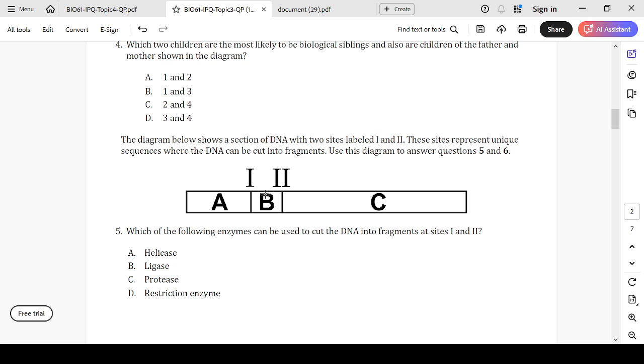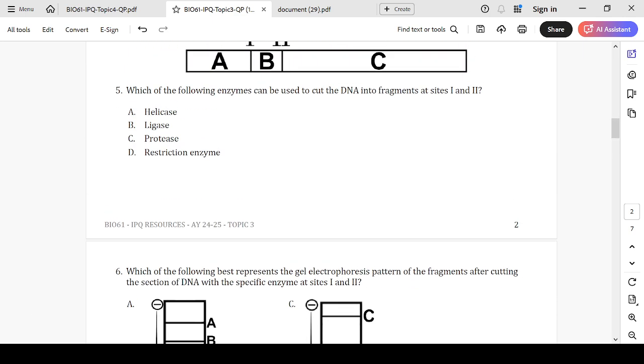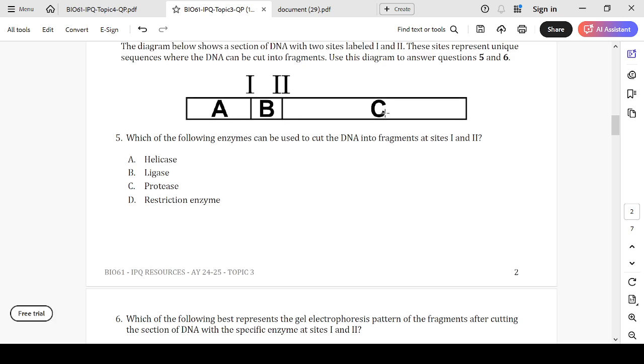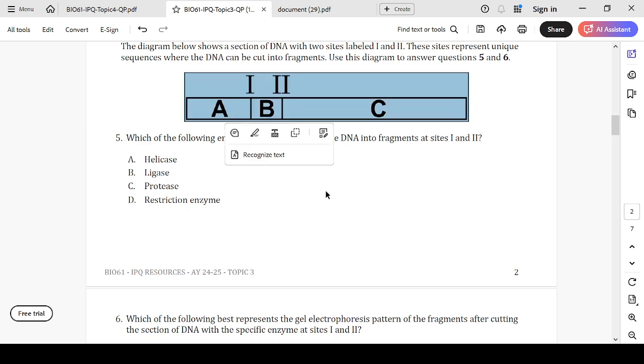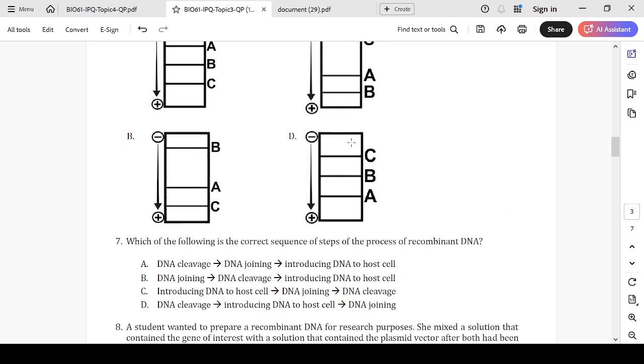They ask what if you cut DNA into fragments, which of the following enzymes can cut. Of course it is the restriction enzyme. Let us go. Okay guys, if we put it in the gel electrophoresis, what is the order? It is C A B. Why? Because C is the largest fragment, so it moves slowly. So the first one is C, then A, then B. B is the fastest because it is smaller. So you will put C A B.